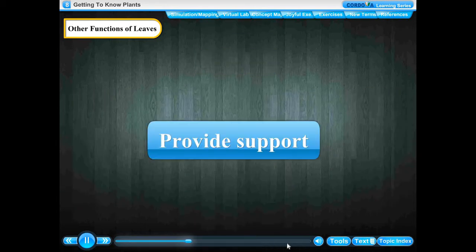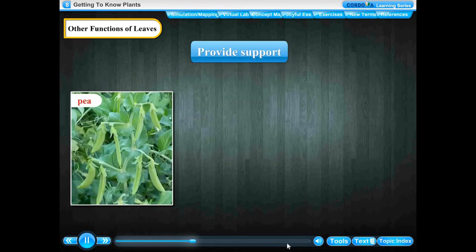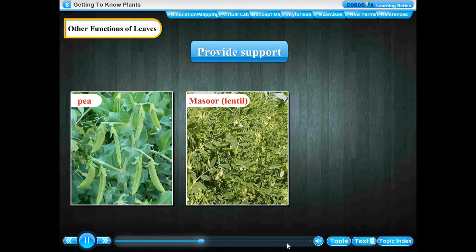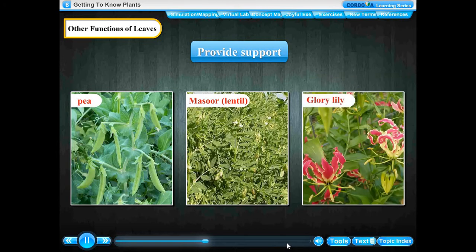Provide support. In some plants such as pea, masoor, lentil and glory lily, the stems are very weak to stand erect. In such plants, the leaves or leaflets are modified into leaf tendrils. Leaf tendrils coil themselves around some support and help weak-stemmed plants to climb up to expose their leaves to sunlight.